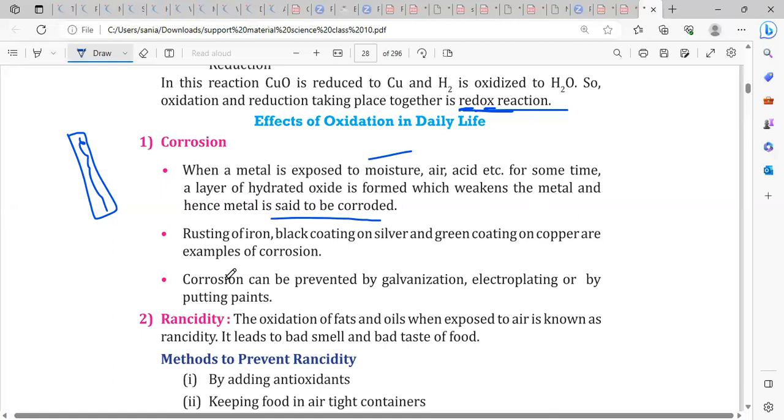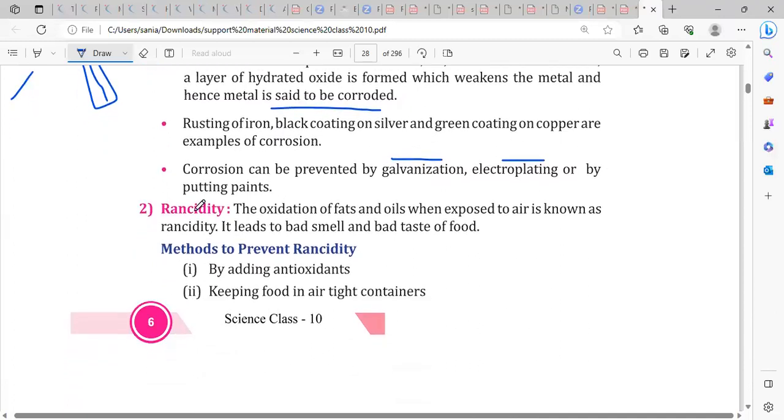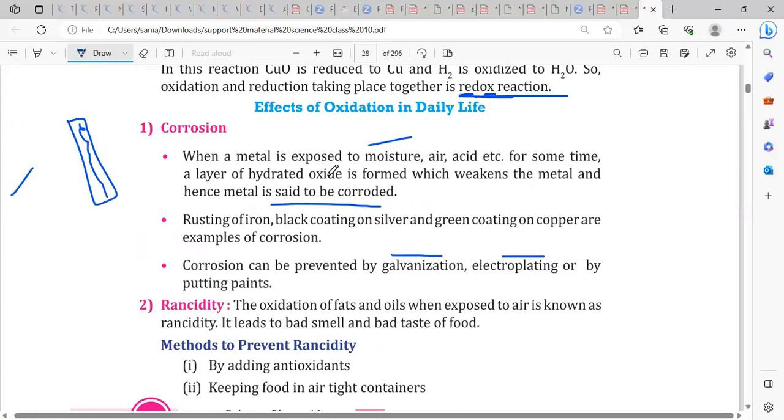And how can you prevent this? Through galvanization, electroplating, or by putting paints, you can prevent corrosion. Clear? And then rancidity. Is this part, corrosion, clear? Yes, Alvira. Okay. Now coming to rancidity.